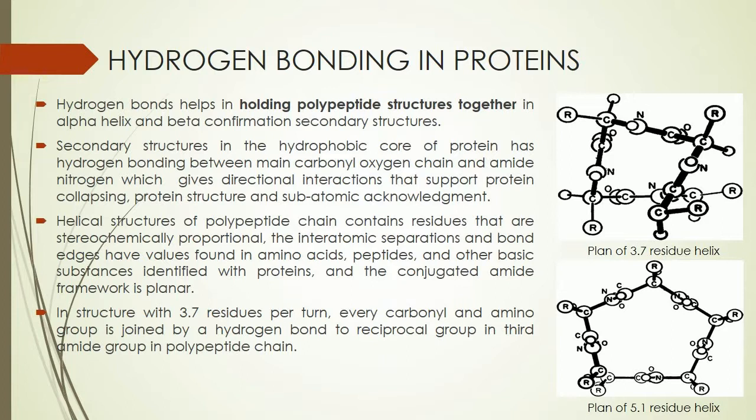Helical structures of the polypeptide chain contain residues that are stereochemically equivalent. The interatomic separations and bond angles of values found in amino acids, peptides, and other basic substances related to proteins, and the conjugated amide framework is planar. In the structure with 3.7 residues per turn, every carbonyl and amino group is joined by a hydrogen bond to the reciprocal group in the third amide group in the polypeptide chain. Plan of 3.7 residue helix. Plan of 5.1 residue helix.